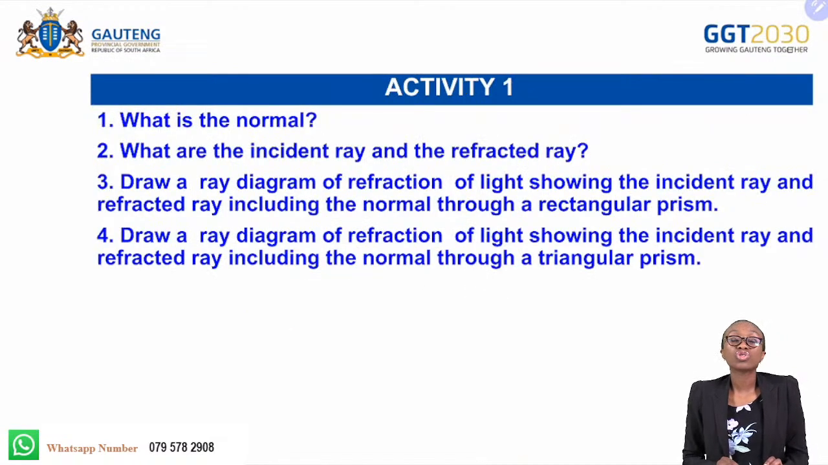So now let's move on to our first activity. The first question is, what is the normal? The second question is, what are the incident ray and refracted ray? And the third question is, draw a ray diagram of refraction of light showing the incident ray and the refracted ray, including the normal, through a rectangular prism. And the fourth question is, draw a ray diagram of refraction of light showing the incident ray and the refracted ray, including the normal, through a triangular prism.